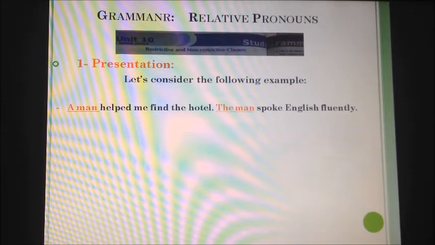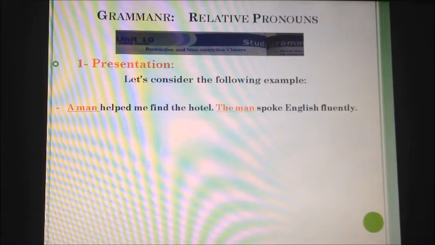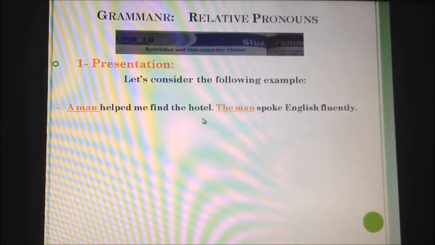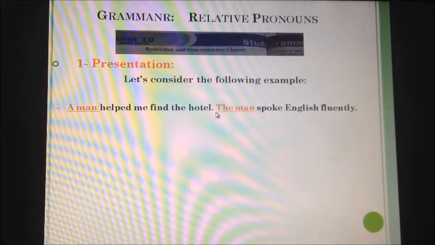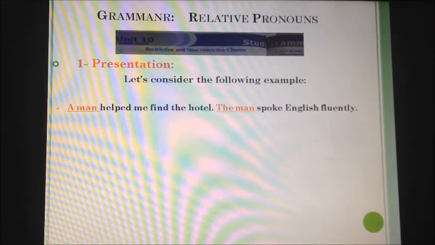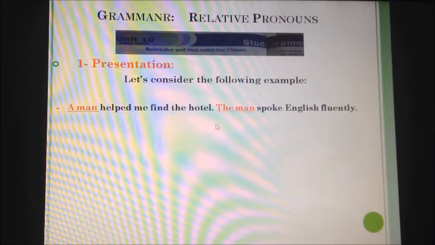Let's consider the following example. A man helped me find the hotel. Up to here, I don't know anything about this man. Not his name, nothing. The second sentence gives extra information about this man. The man spoke English fluently. What man? The man that helped me.